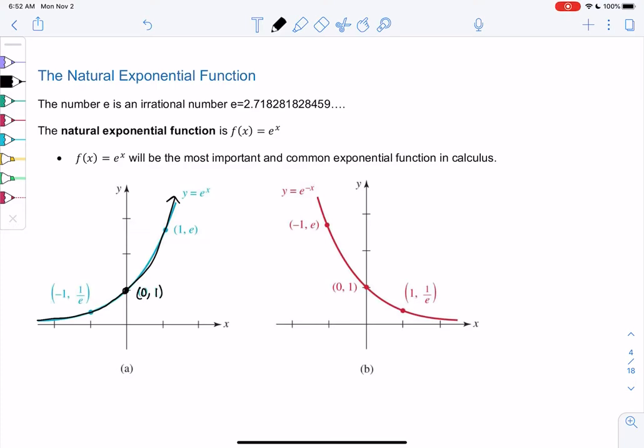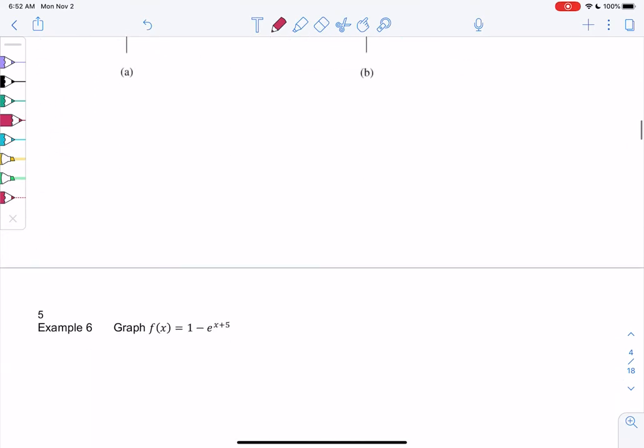And then for e to the negative x, that would be the same as 1 over e to the x. So this would be a base that's less than 1. It's going to start off really tall and then slowly go down and flatten out. And it also goes through (0, 1). And it'll have all the same properties as before, so the same asymptotes, the same increasing, decreasing. So let's check out some examples.